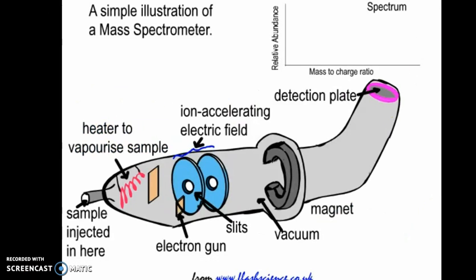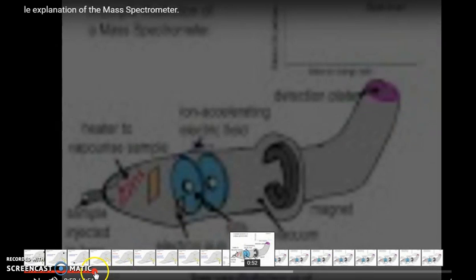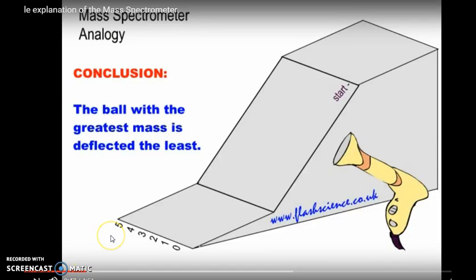Let me see if I can go back in the video and you can jot down this is the key to mass spectrometer. The ball with the greatest mass is deflected the least. And the least mass, the smallest one, is deflected the most. And this applies to atoms. So the isotope that's the lightest is going to be turned the most. And then the isotope that's the heaviest would be turned the least.